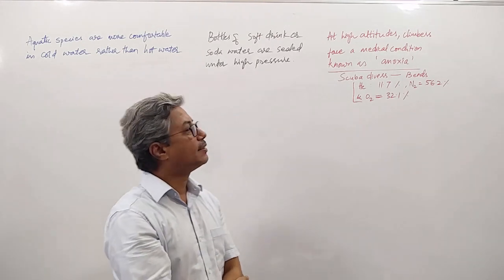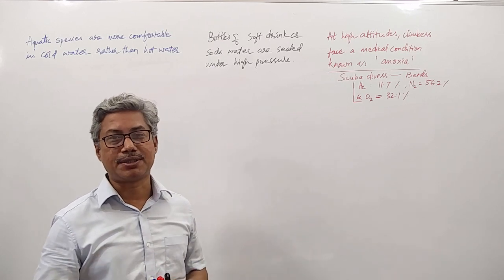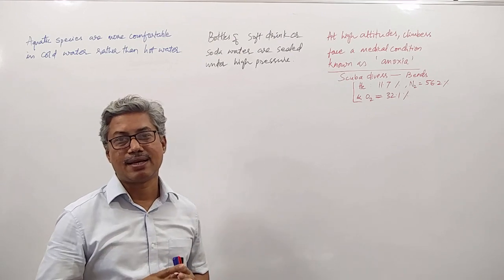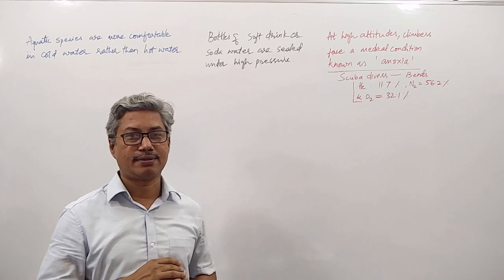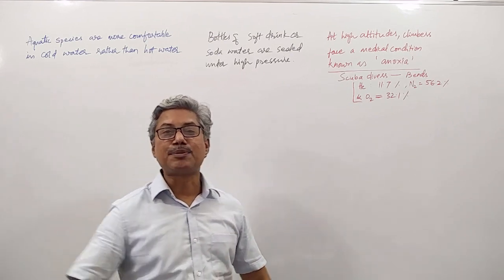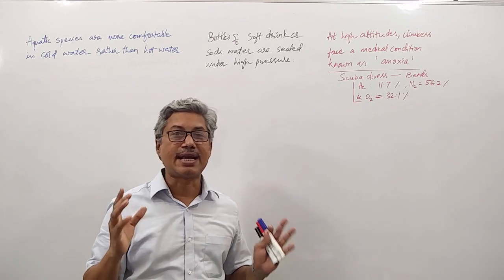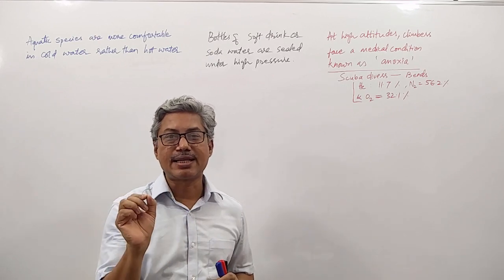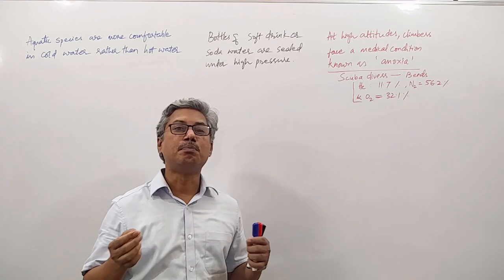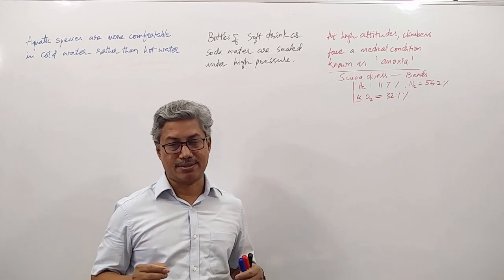Then third question is, at high altitudes, climbers face a medical condition where they will not be able to think properly, and that medical condition is called as anoxia. And the fourth question is, the deep sea explorers use one instrument container on their back. That container is called as scuba. That is, scuba is underwater breathing apparatus. Scuba stands for underwater breathing apparatus.